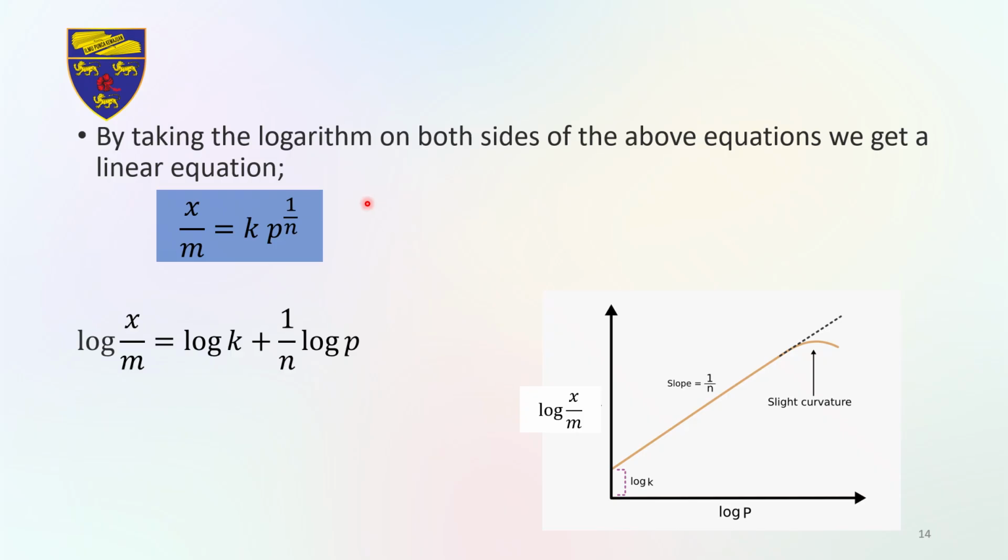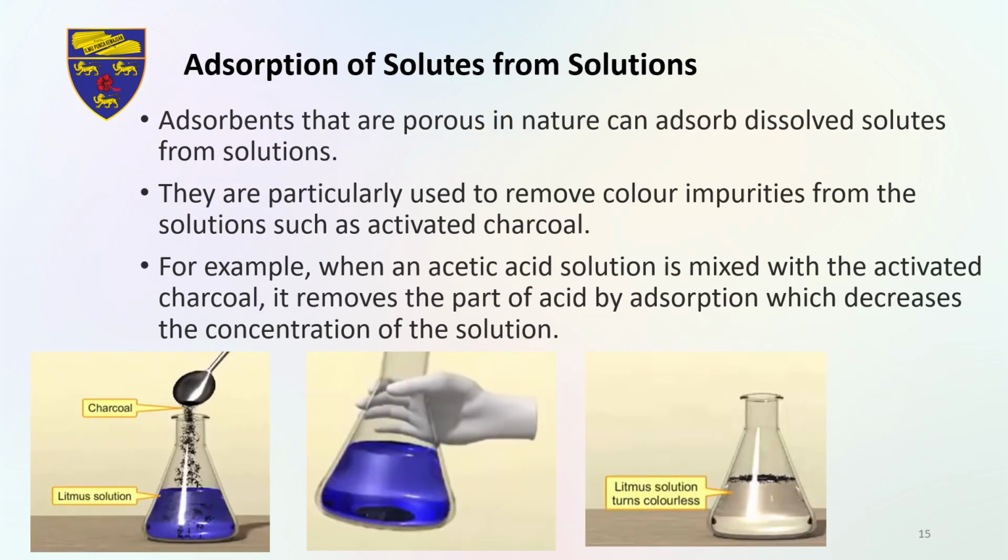To verify the Freundlich model, we take logarithm on both sides to get a linear equation. Therefore, we have log x over m equals log k plus 1 over n log p. A plot of log x over m versus log p should yield a straight line, though it may show slight curvature at extreme pressure. But we can say that the data that we obtain from the experiment can be fitted into the Freundlich model. As mentioned earlier, adsorption isn't limited to gases.